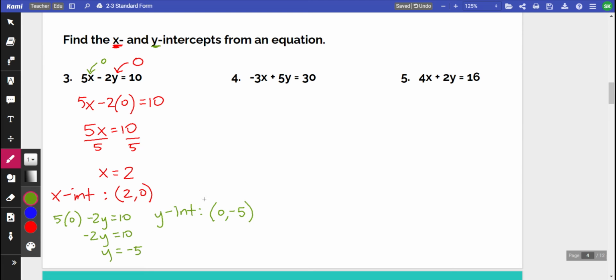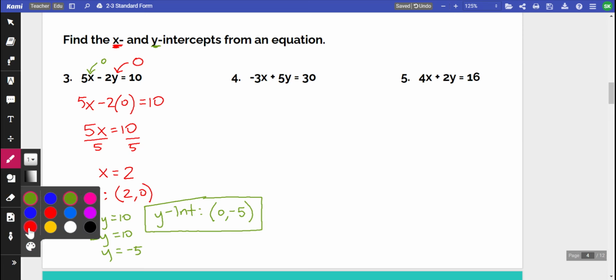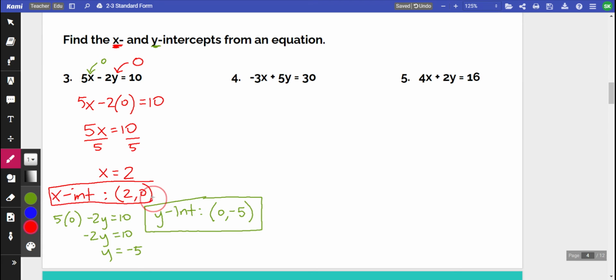So here's the y-intercept that we found, and the x-intercept that we found. So just like I did number 3, I would like you to pause the video and try numbers 4 and 5.